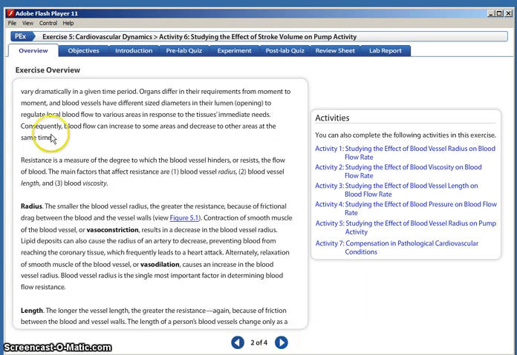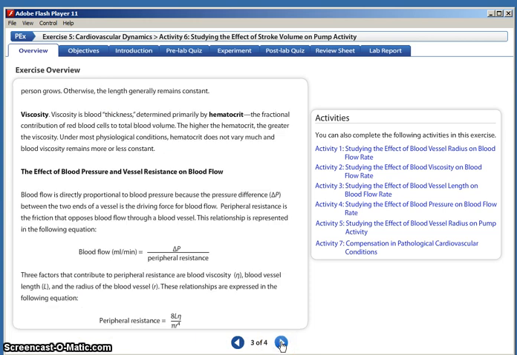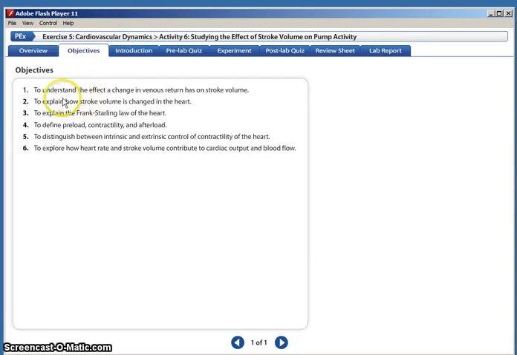All right, so these screens look pretty much the same as the screens you use for activity one for the overview, as they would be, because the overall exercise is devoted to cardiovascular dynamics. Your objectives this time have changed, though, to understand the effect a change in venous return has on stroke volume. So again, this is really stating some of your hypotheses for these experiments.